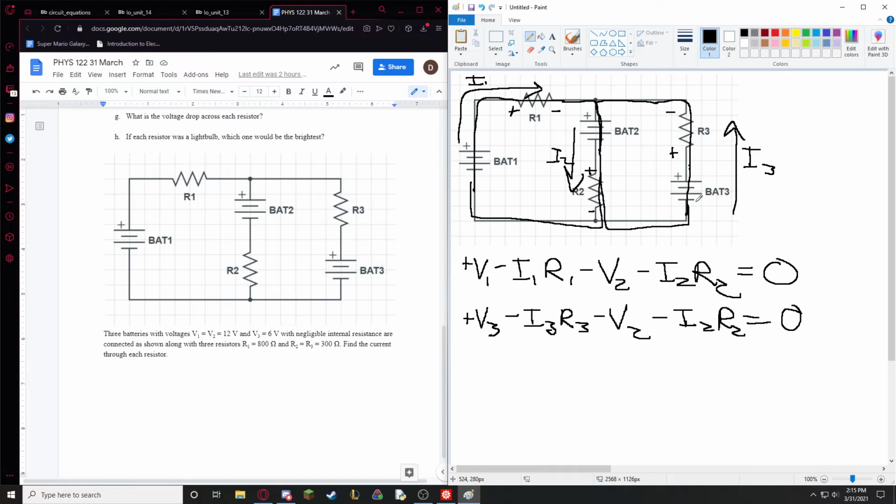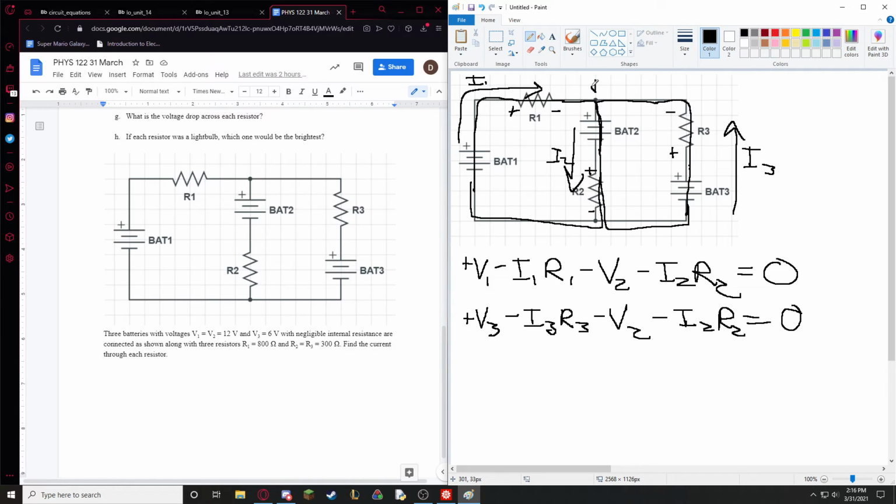Now, we need one more equation to be able to solve for our currents. We have 2 equations, but we have 3 unknowns. How can we get a third equation? Kirchhoff's current law. And what's the current law? The sum of all currents passing through a node. Yep. So the total current going into a node has to be the total current out of a node.